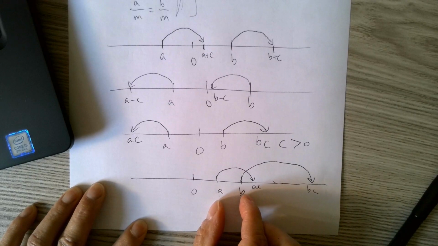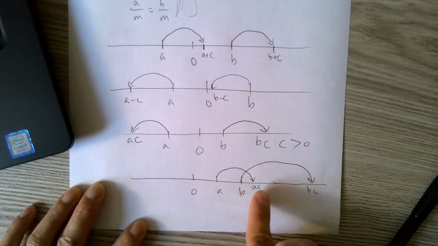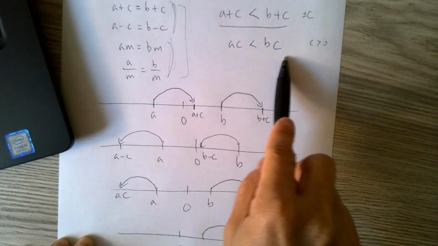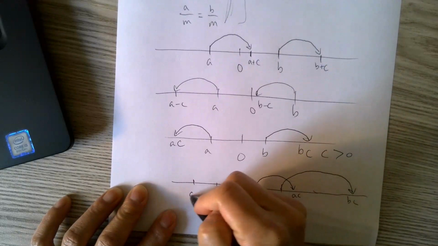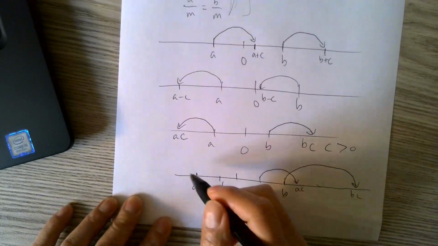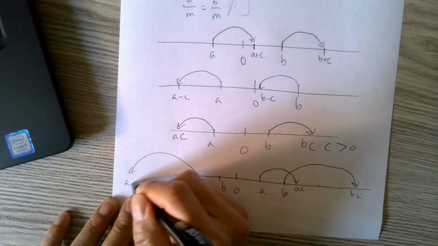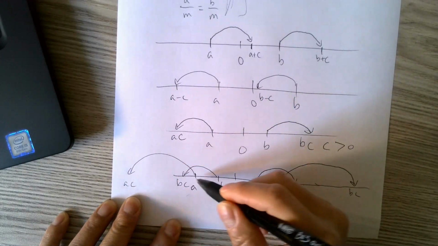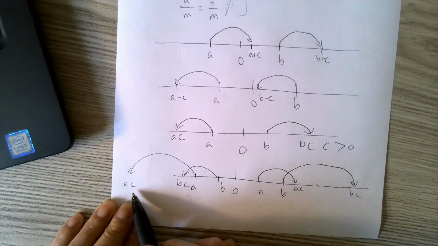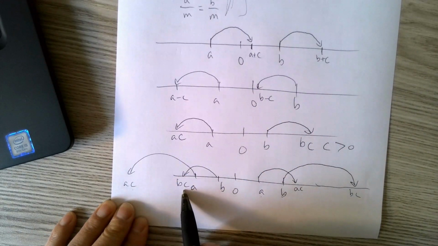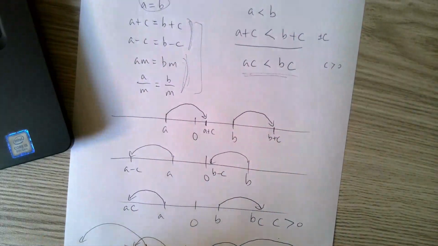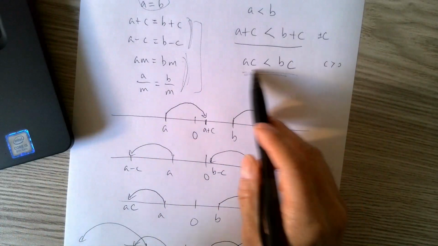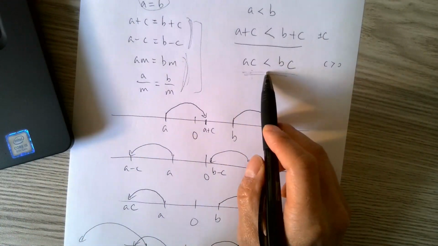But all we care about is the left side less than the right side? Yes. AC is still less than BC. So the same thing does happen here. Now what if they're both negative? AC will end up here, BC will end up here. The distance here will be greater than the distance here, but all we care about is AC less than BC? Yes. So again, the same thing happens. So we can be certain that if we multiply both sides by a positive C, the inequality doesn't change.